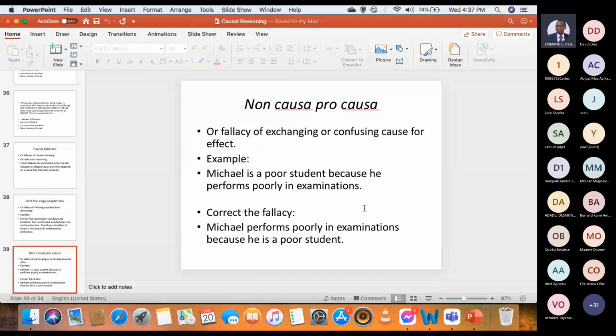Then we have non causa pro causa, or the fallacy of exchanging or confusing cause for effect. Example: Michael is a poor student because he performs poorly in examinations. So when you say that a cause is actually an effect and the effect is actually the cause, that's non causa pro causa. Michael is a poor student because he performs poorly in examinations. But the correct thing is that Michael performs poorly in examinations because he's a poor student.